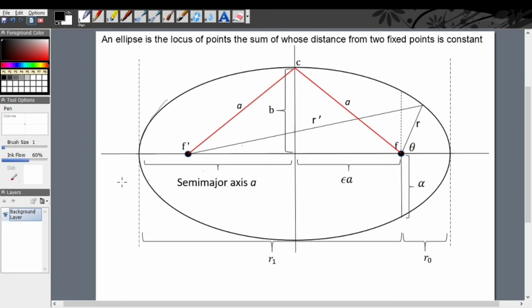Finally, R1 here is called the apocenter. It's the distance from the focus, which is at your origin, to the long edge along the major axis. And the pericenter, these sound like aphelion and perihelion, and R0 is called the pericenter. And so the apocenter and the pericenter.